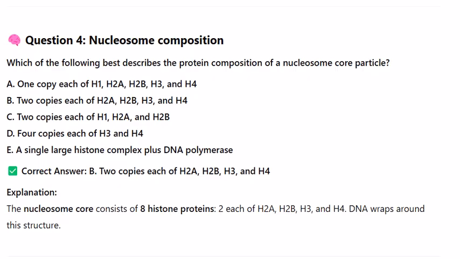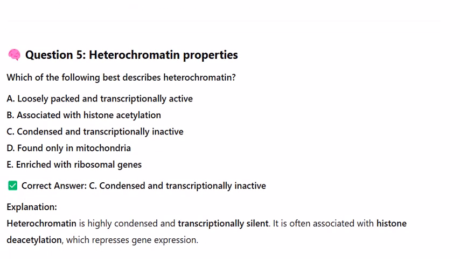Question 5. Heterochromatin properties. Which of the following best describes heterochromatin? A. Loosely packed and transcriptionally active. B. Associated with histone acetylation. C. Condensed and transcriptionally inactive. D. Found only in mitochondria. E. Enriched with ribosomal genes. Correct answer: C. Condensed and transcriptionally inactive. Explanation: heterochromatin is highly condensed and transcriptionally silent. It is often associated with histone deacetylation, which represses gene expression.